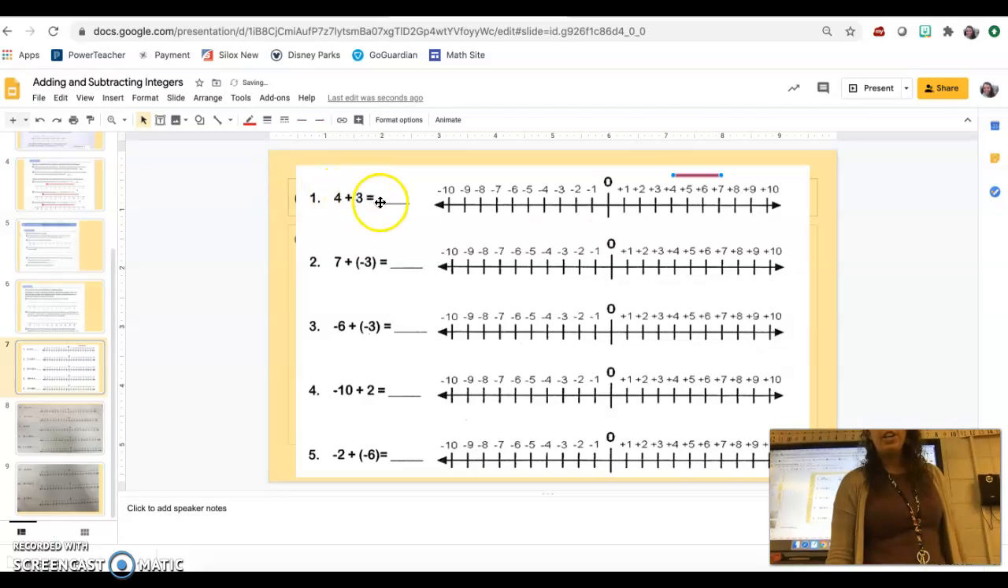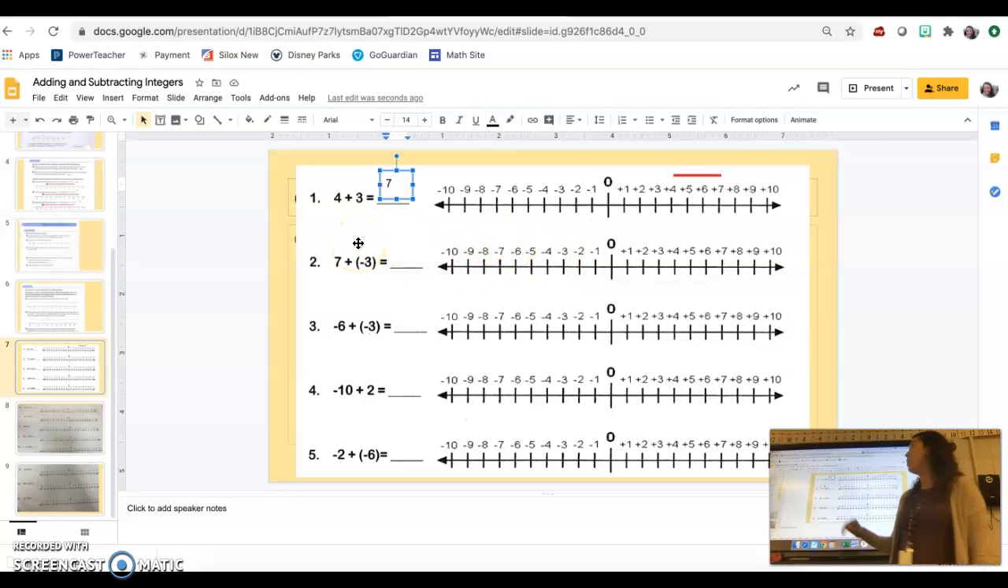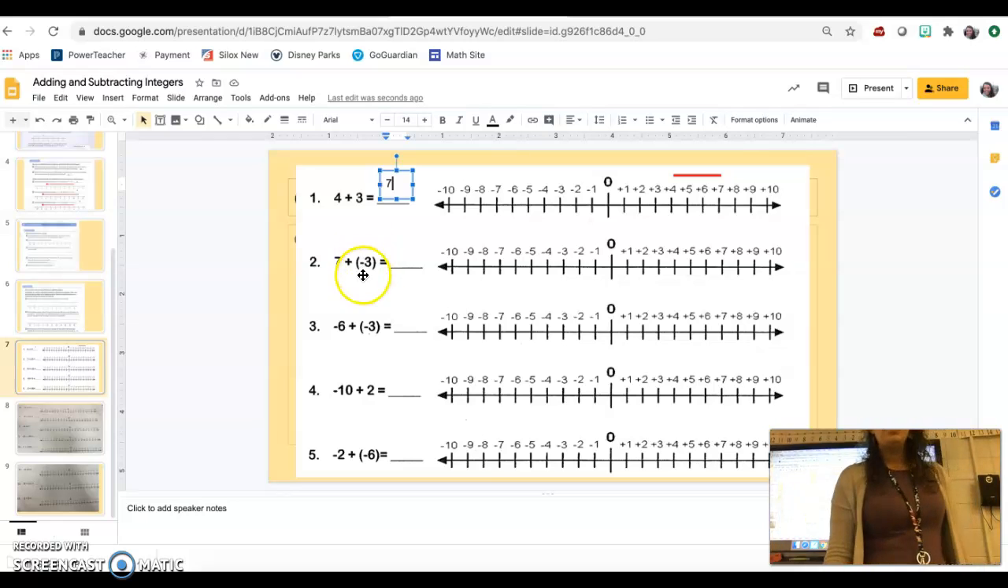So on your, I really do think I made a text box for these. Did I already make a text box for these? Okay, good. I did something right. So you put your positive 7 there. That one should be easy, but also we had a positive and we added a positive. So keep that in mind because there's a pattern coming up, right?